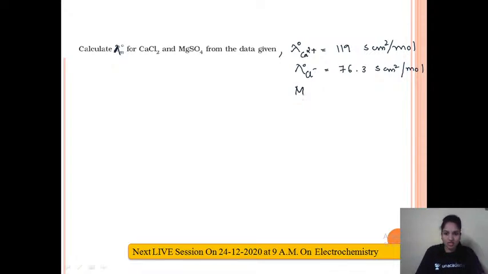Then for magnesium 2 plus, lambda naught of magnesium 2 plus is equal to 106.0 Siemens centimeter square per mole. Then lambda naught of SO4 2 minus is also given, that is 160.0 Siemens centimeter square per mole.